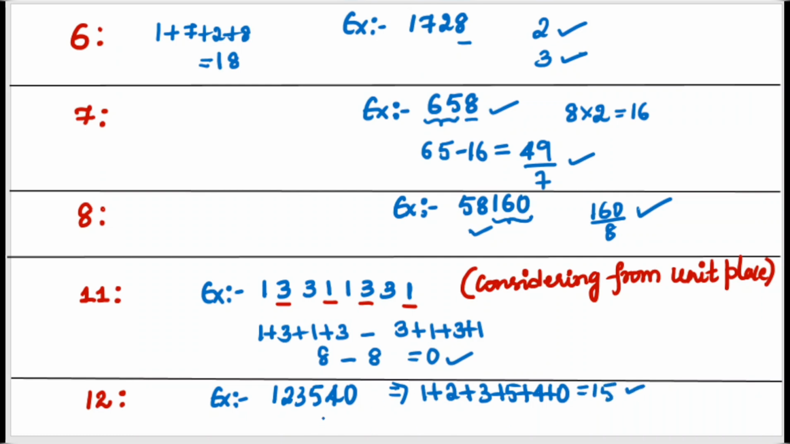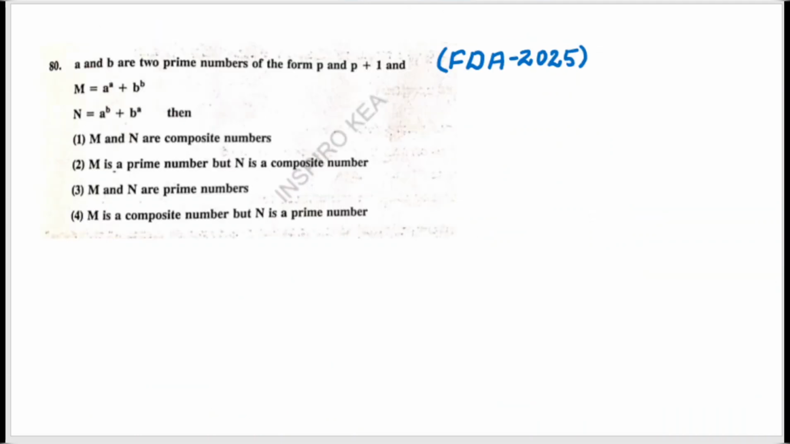Now what is the condition for the divisibility test of 4? The last two digits must be divisible by 4. Then the complete number is divisible by 4, right? So 40 is divisible by 4. Yes, exactly. Then this number is completely divisible by 3 as well as 4, so this number is completely divisible by 12. Alright, yes. Now let us solve the problem which was asked recently, that is FDA 2025.